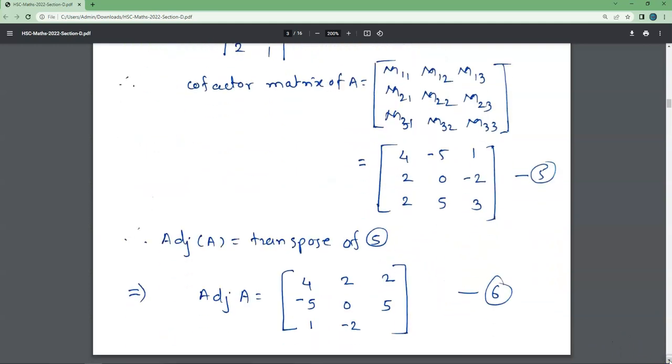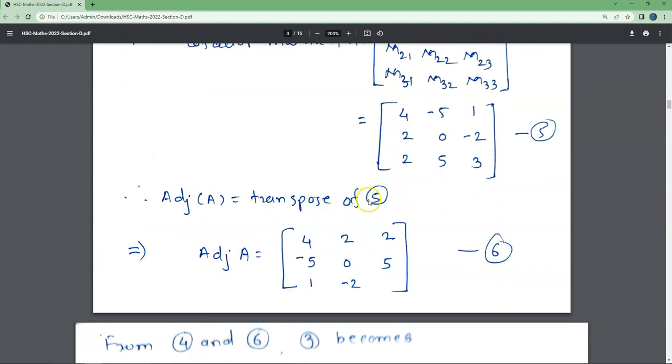Now what is adjoint of A? Adjoint of A is the transpose of this matrix. So how to find the transpose? The columns have to be made rows. So this is the first column, 4, 2, 2, which will become a row, 4, 2, 2. Minus 5, 0, 5 will again become a row. And then 1, minus 2, 3 will become a row. Here I forgot to write 3, but there is a 3. Okay, so that's what your adjoint of A is.